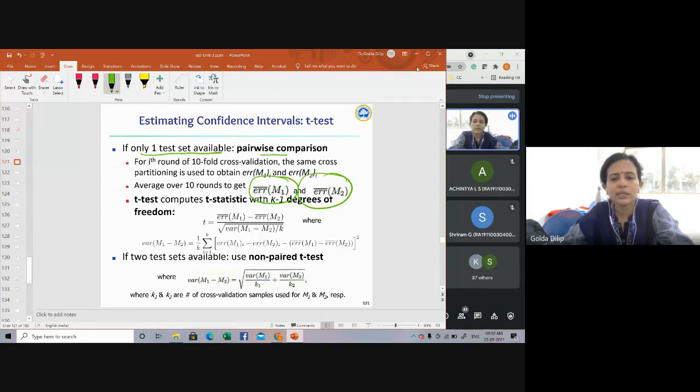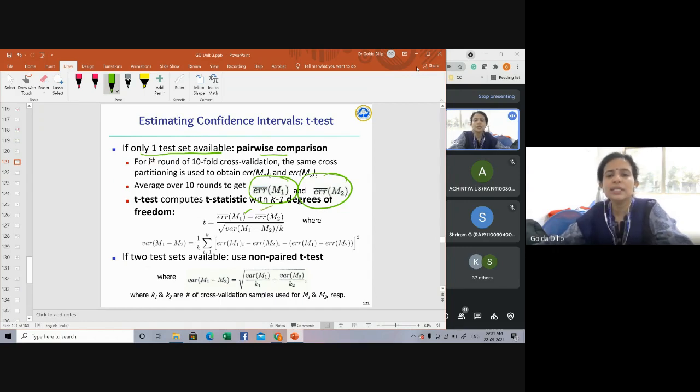Okay, so the variance. Variance is not shown here. After computing this, you can see here the variance. This is the variance of M1 minus M2, and the variance is denoted.